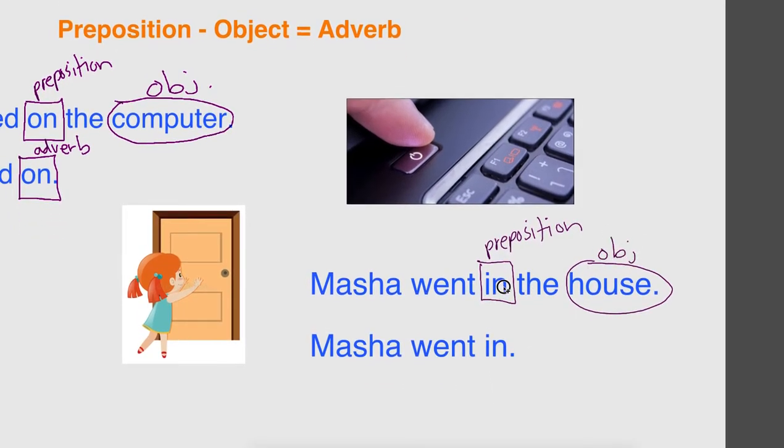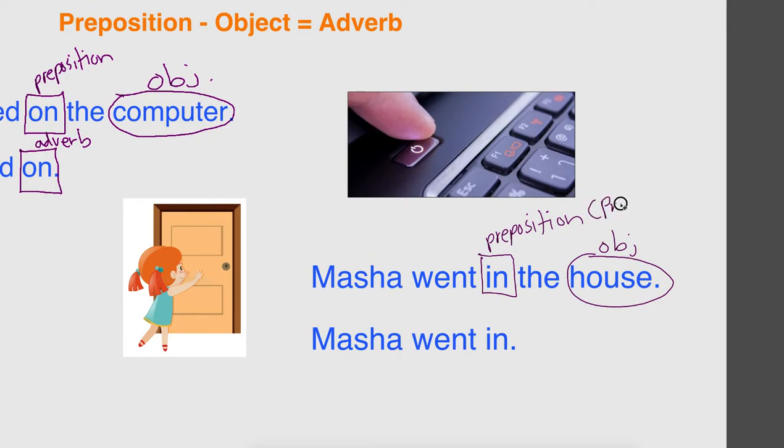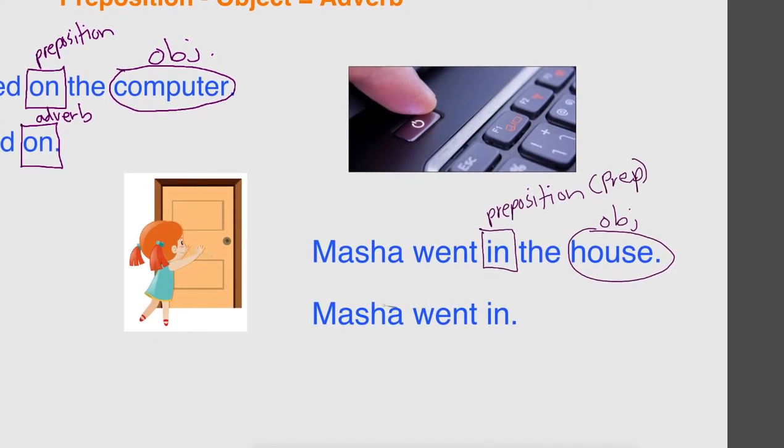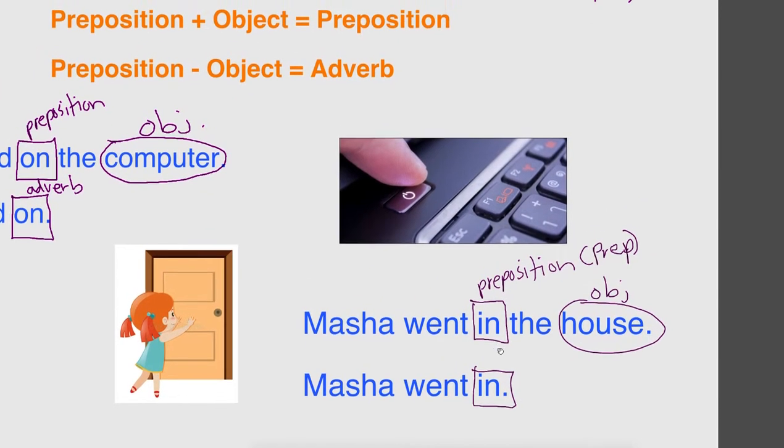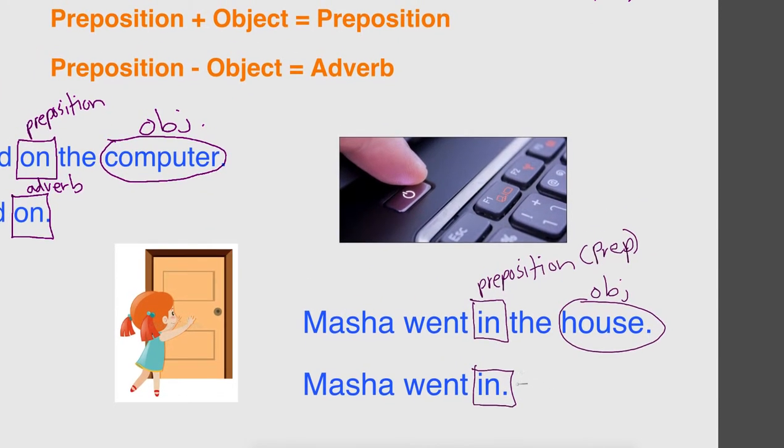You can just abbreviate preposition as, what was it? I believe it was pre, right? Yeah, or prep. Okay. Let's look at this one. Masha went in. So "in," same word here, but is this a preposition or an adverb? Right, it's an adverb because why? Because is there an object or a noun afterwards? No, right? It's at the end of the sentence. So this is an adverb, okay? Because there's no object afterwards.